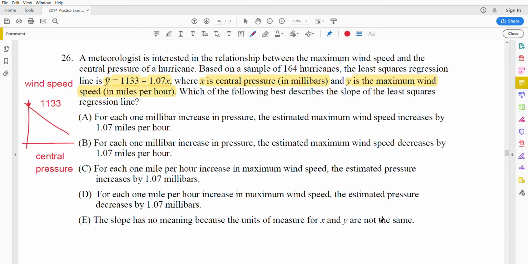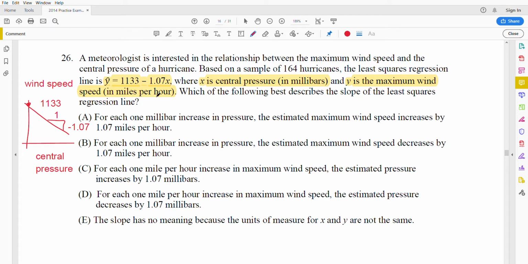And the slope, well, if you go back to your days in Algebra 1, you remember slope is rise over run. So for a 1 unit increase in the x direction, it will produce a negative 1.07 decrease in the y direction. I'm drawing a little rise over run triangle there in my diagram. So what this tells me is, if I increase the pressure by 1 unit, and the units are millibars, then I would expect to see the wind speed drop by 1.07 units, and that would be miles per hour.